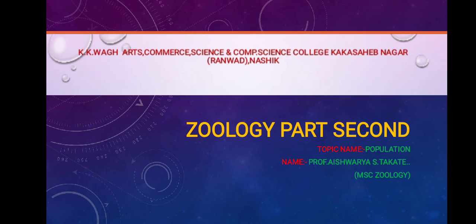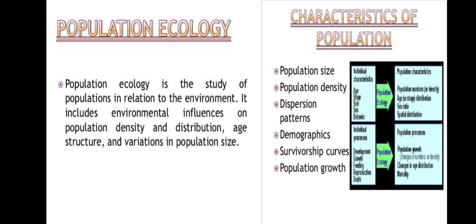Today we are talking about the topic of population. First of all, we see population ecology. Everyone knows that multiple organisms together form a population. In scientific language, population ecology is the study of a population in relation to the environment. It includes the environmental influences on population density and distribution, age structure, and variation in population size.